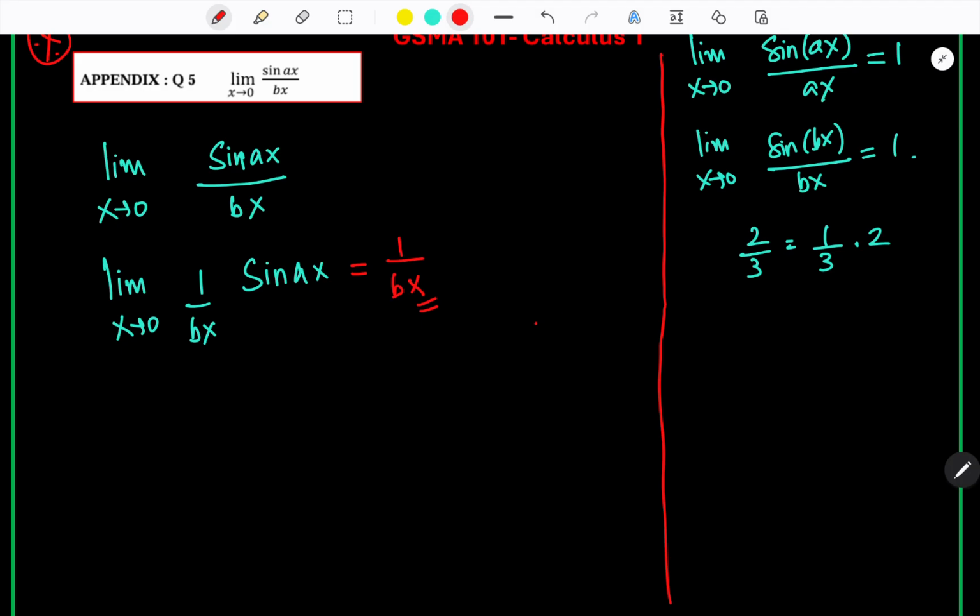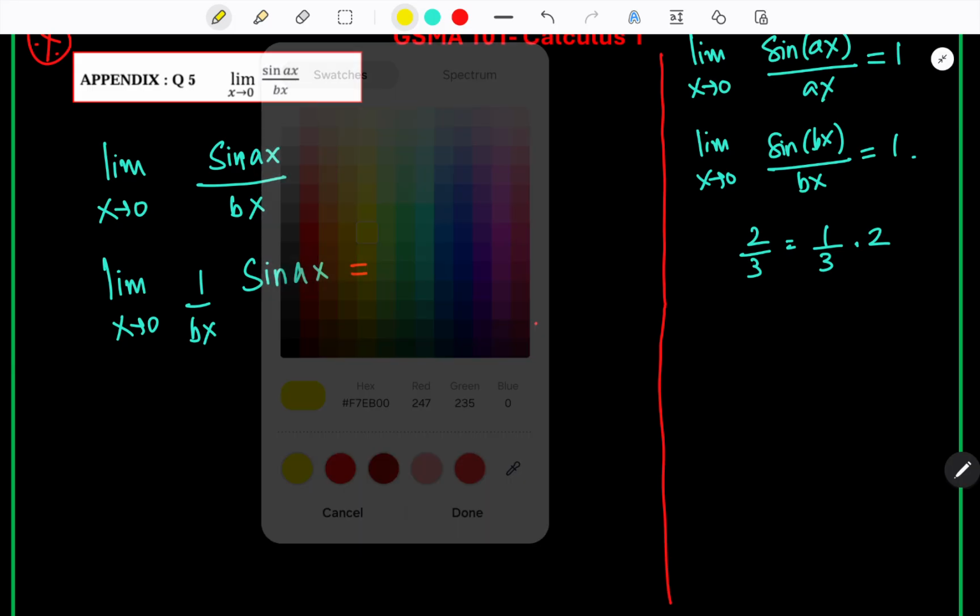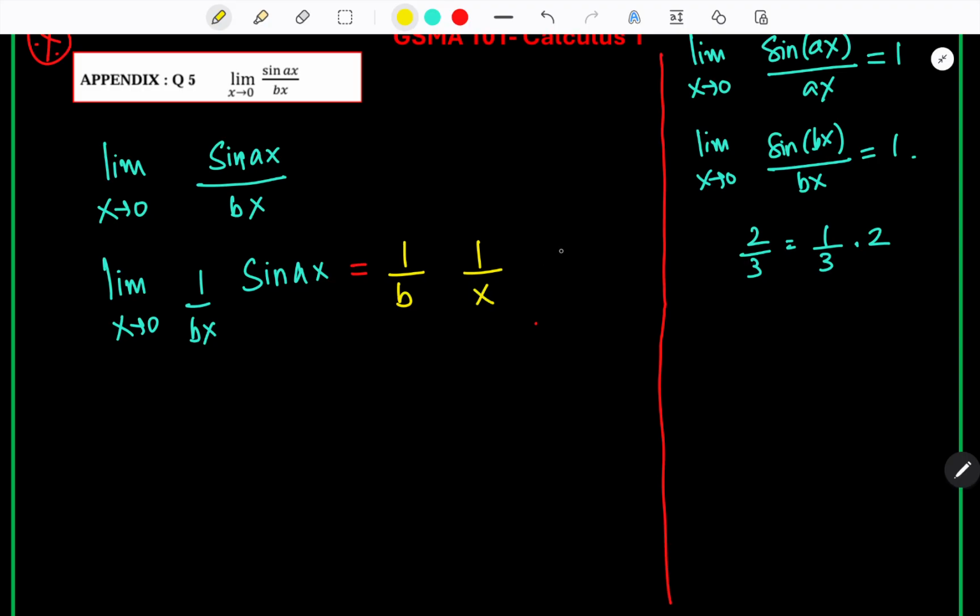So this is what I'm going to do. Listen carefully. This equals 1 by bx, so I'll take this as 1 by b and 1 by x and then sin ax, limit x goes to 0. Now see the adjustment I'm doing. I want ax, so I'm just putting a here and a here. The value is not changed, a cancels. Just adjusting.